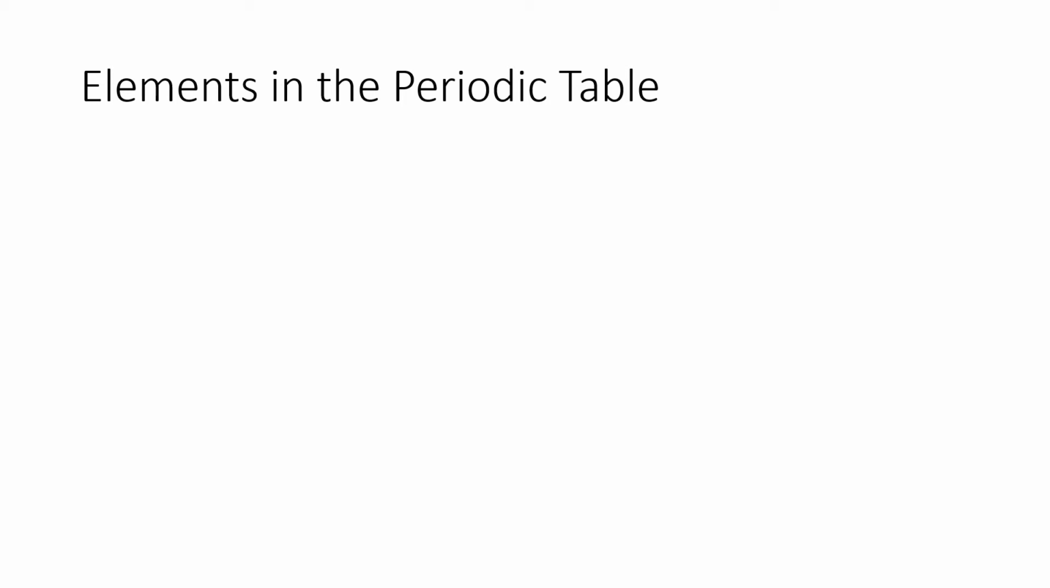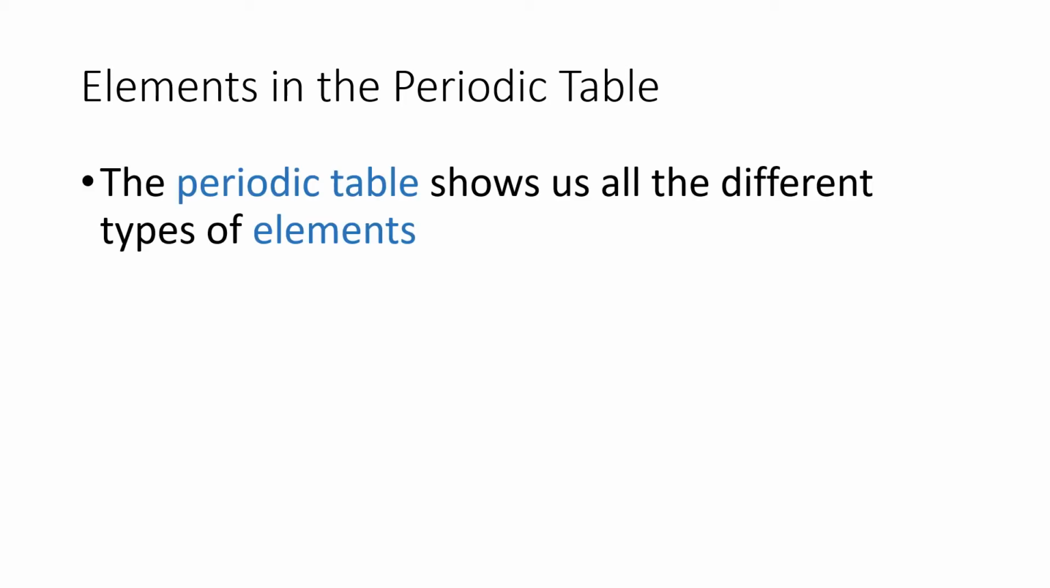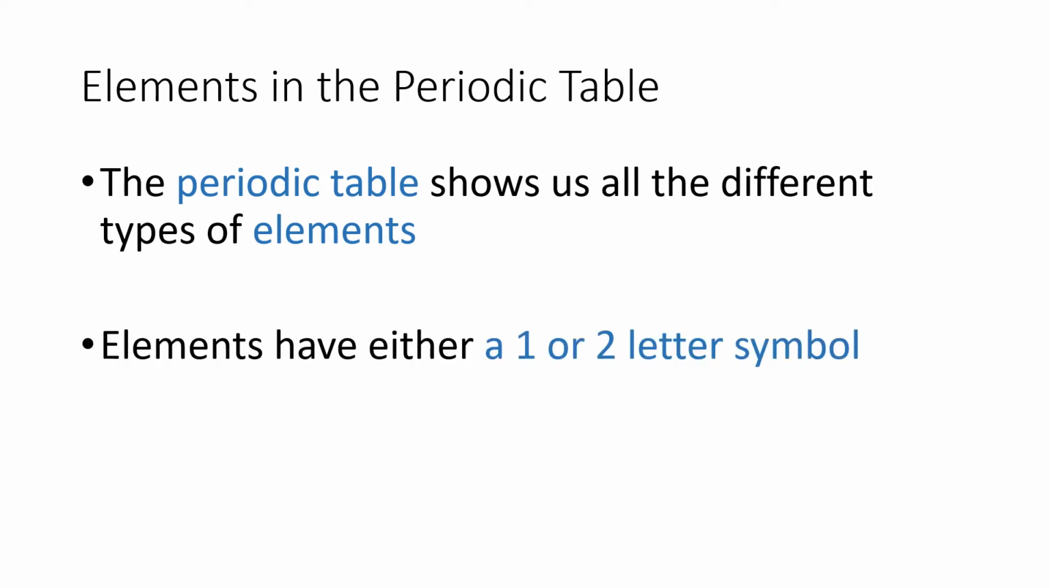So if we start off with elements in a periodic table. The periodic table shows us all the different types of elements. Elements either have a 1 or 2 letter symbol. Examples of this are oxygen and sodium. Oxygen, on one hand, has a 1 letter symbol, and that's the letter O. Sodium, on the other hand, has a 2 letter symbol, and that's Na.